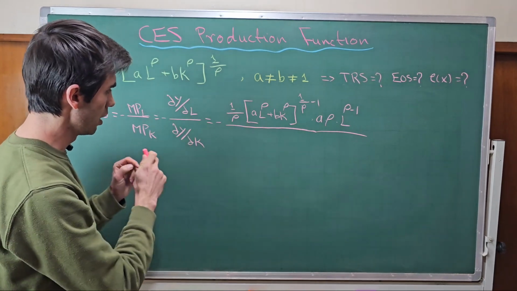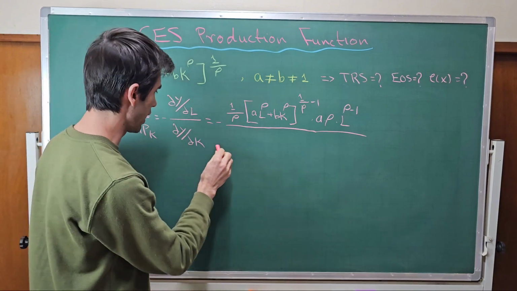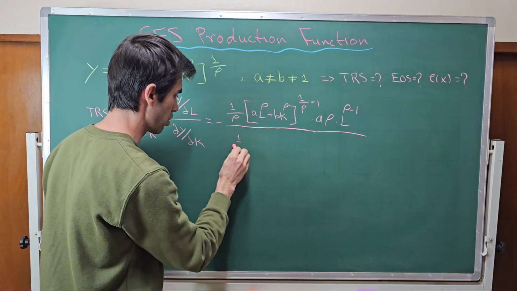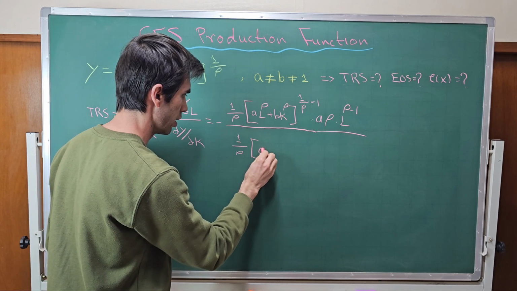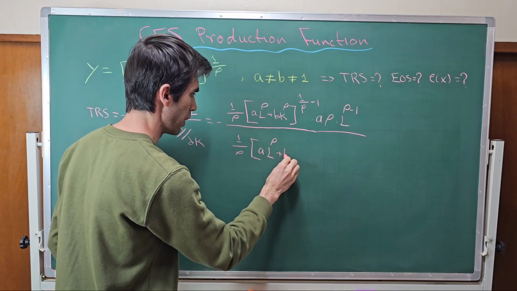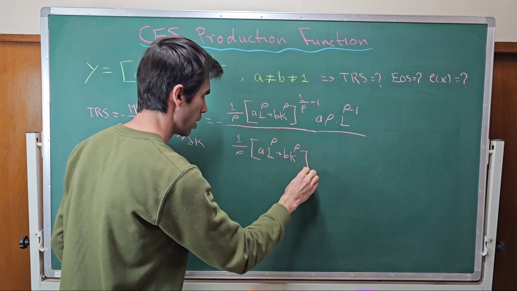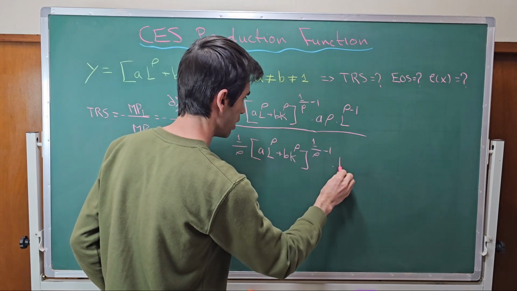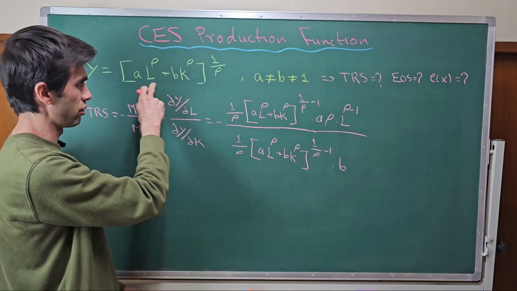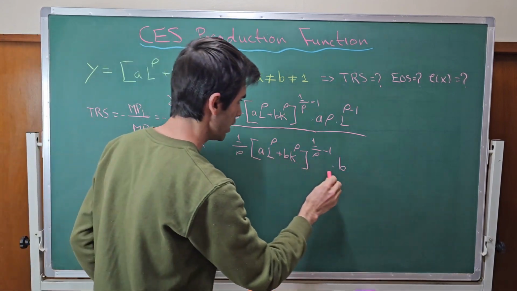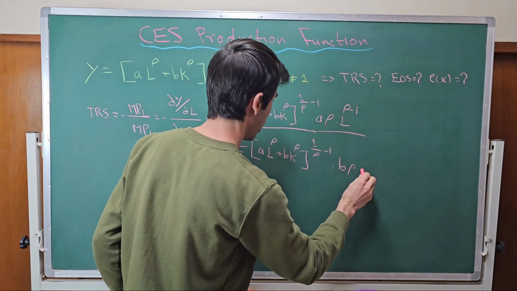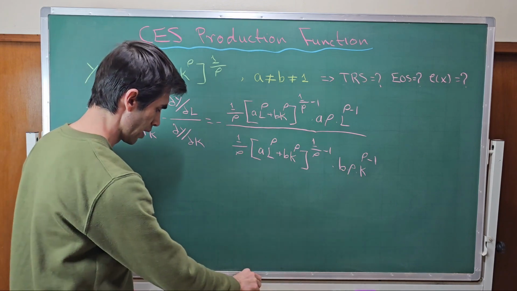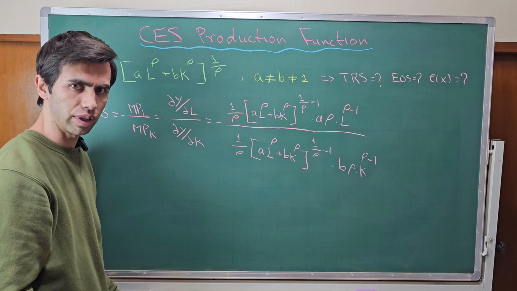Here, for the derivative of y with respect to K, again we need to take the power function derivative and also the inside derivative: 1 over rho multiplied by (AL to the power of rho plus BK to the power of rho) whole to the power of 1 over rho minus 1, multiplied by the partial derivative of this function with respect to capital, B multiplied by rho multiplied by K to the power of rho minus 1.